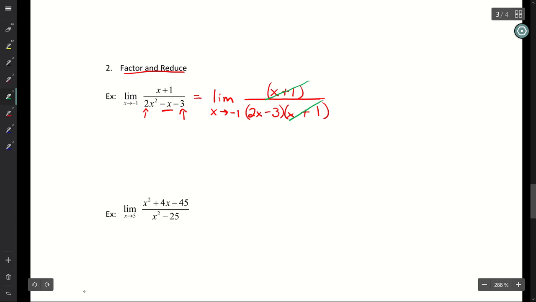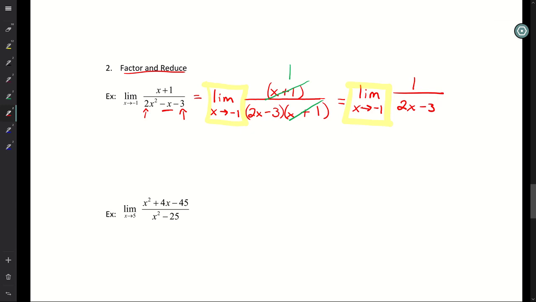Now reducing cancels to a 1. It's important that on the top we leave a placeholder of 1 since there's nothing else up there. And so this reduces to limit x approaches -1 of 1 over 2x minus 3. Okay, now notice that I've kept the limit in front on this step and on this step because I have not yet plugged in that x equals -1. So you want to make sure to keep that limit all the way up to the point of your plug-in step. Okay, now let's see what happens if I plug -1 in for x in the problem now.